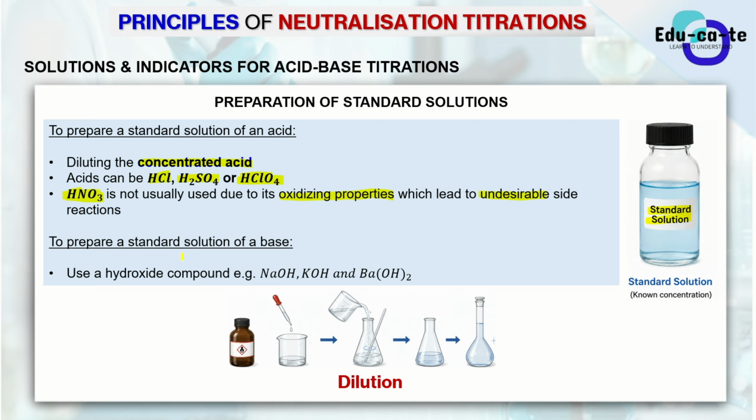And then if you want to use a base to make your standard solution, then you usually extract that OH from a base such as sodium hydroxide, KOH or barium hydroxide. All of these are strong bases, by the way. You are not going to use ammonia to form a standard solution, because ammonia is a weak species. It does not dissociate completely in water. Therefore, it will not be able to react completely with the analyte.